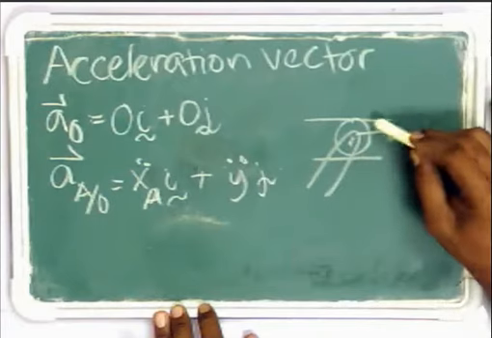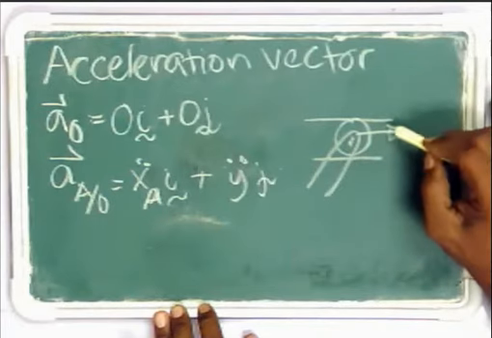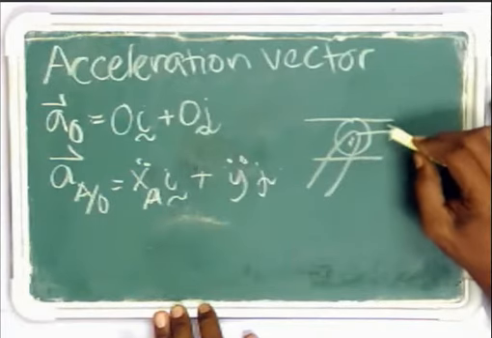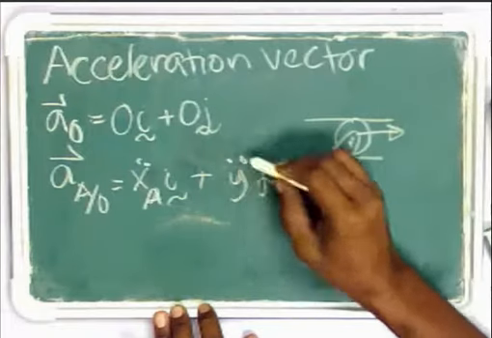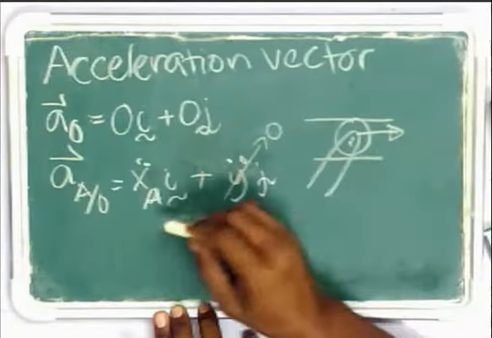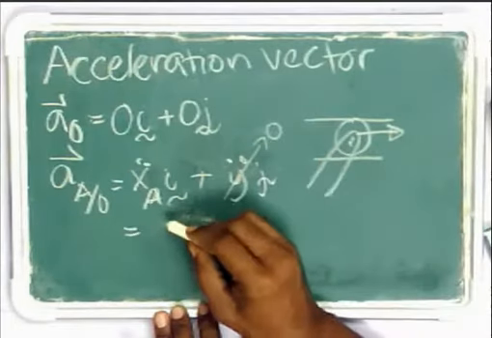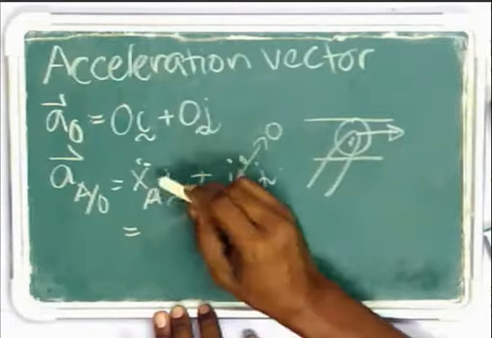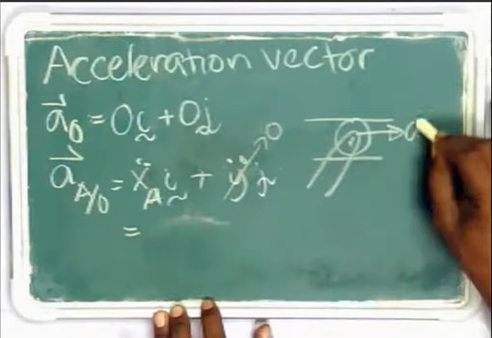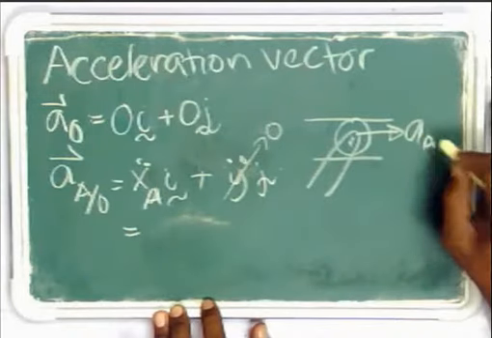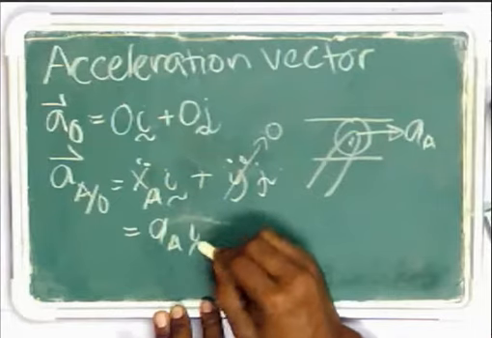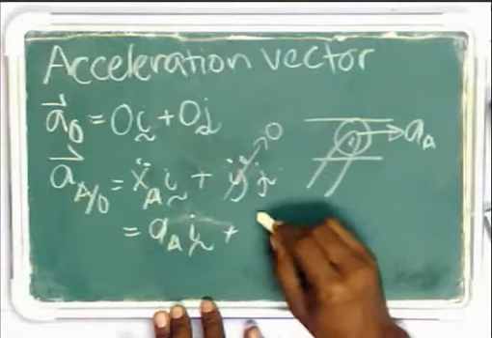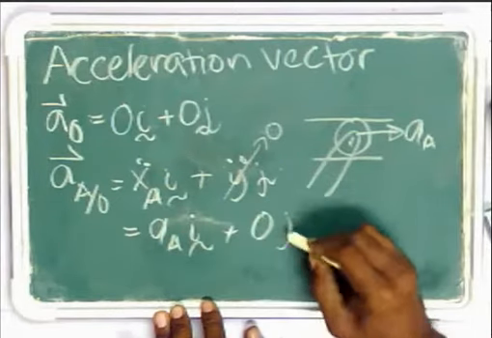So if you look at the problem, the roller at A is moving with a constraint motion. So we have acceleration only in the x direction, so there will be no y direction. If I write this back and replace the x double dot with A, we have A i plus 0j.